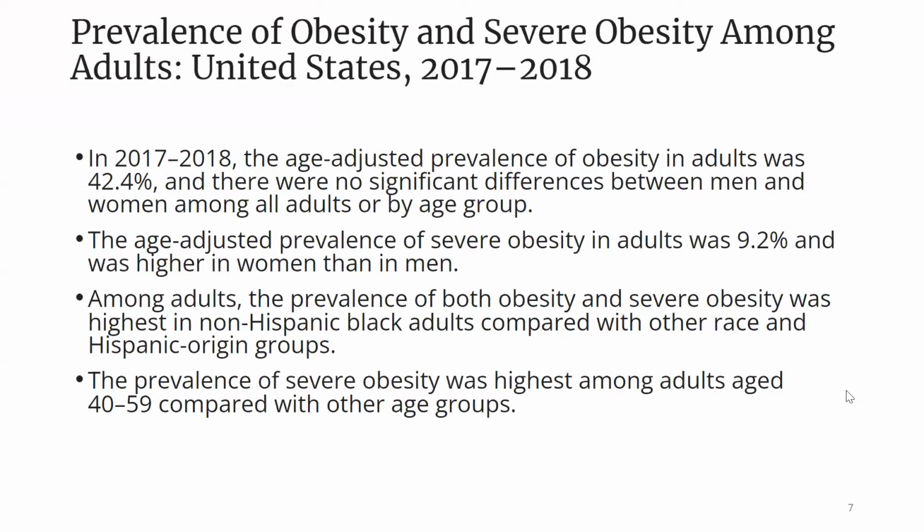The prevalence of obesity and severe obesity among adults in the United States between 2017 and 2018: I looked at the graph, and it just continues to go up. In 2017 and 2018, the age-adjusted prevalence of obesity in adults was 42.4%. There were no significant differences between men or women among all adults or by age group. The age-adjusted prevalence of severe obesity in adults was 9.2% and was higher in women than in men.